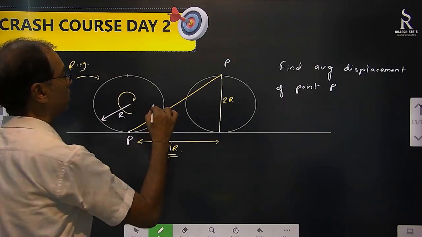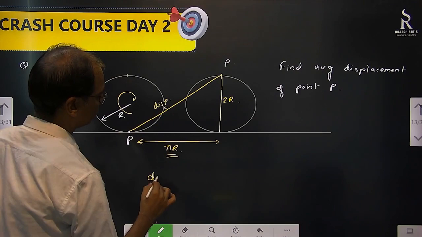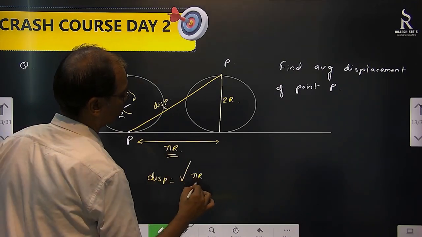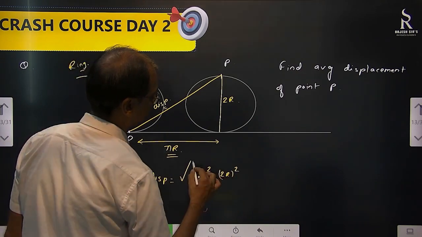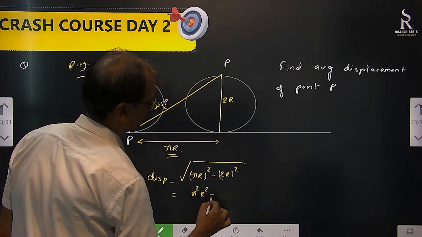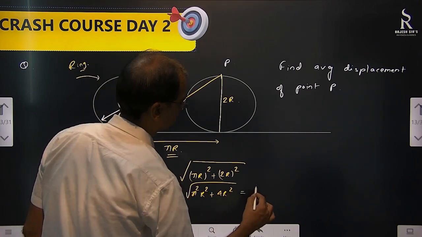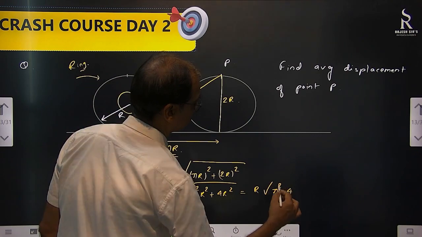So displacement, this is the displacement. So Pythagoras theorem we will use. What is displacement? Displacement will be square root of (pi r) whole square plus (2r) whole square. That's all, finished. So this is pi square r square plus 4r square. R you take common. So r root over pi square plus 4. That's the answer.